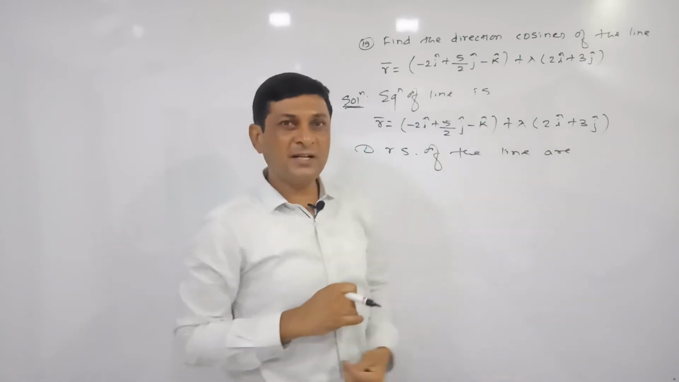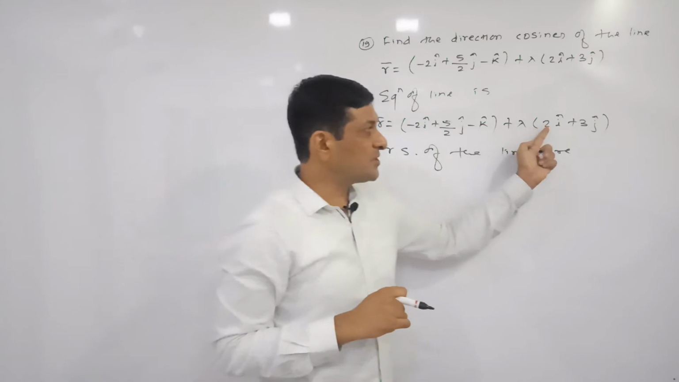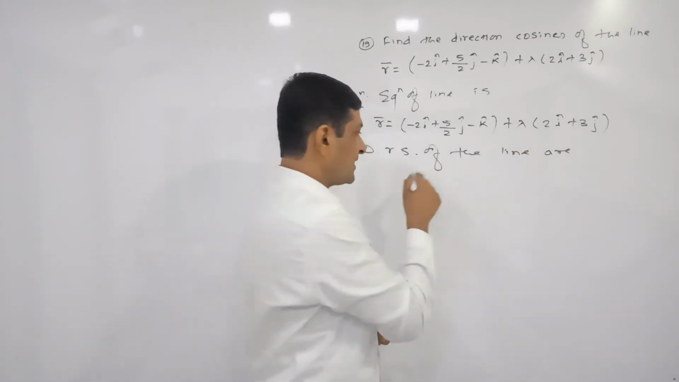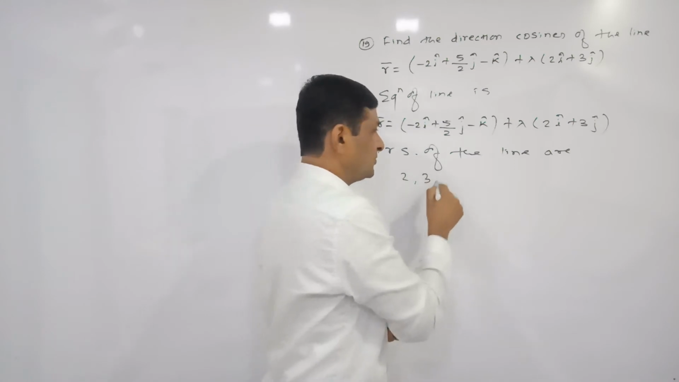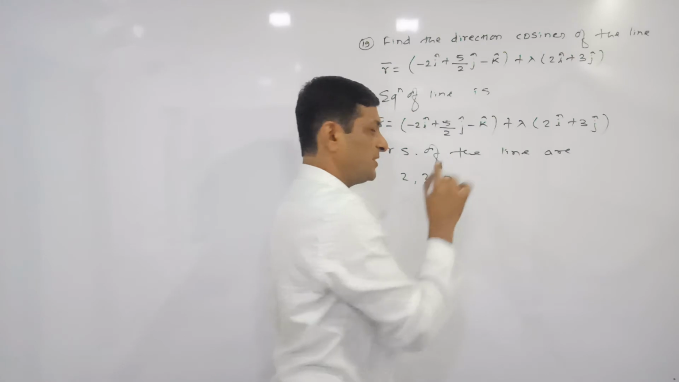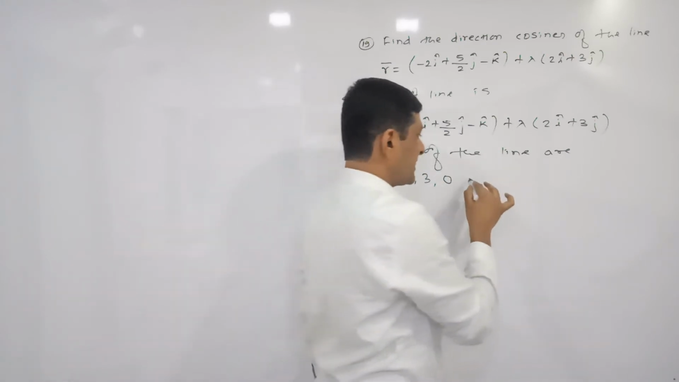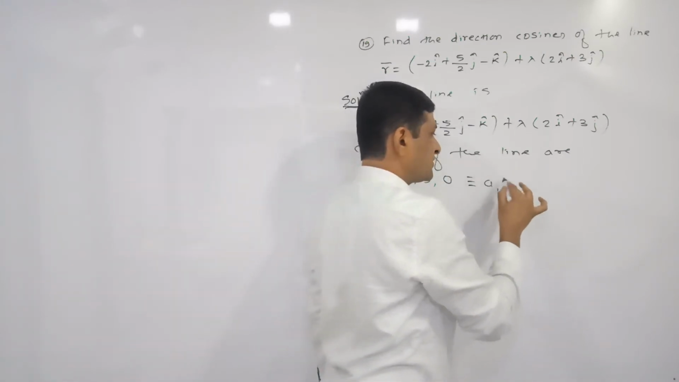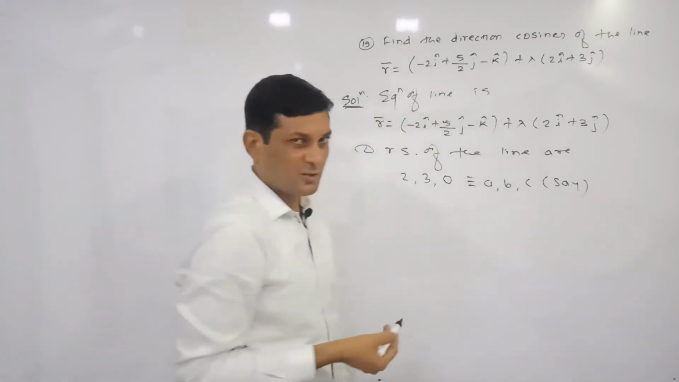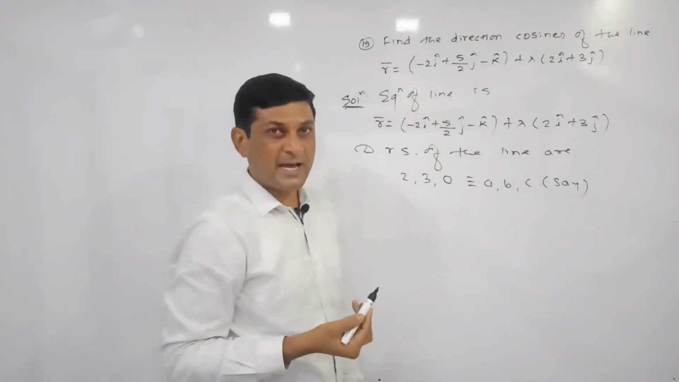If the vector along the line is known to us, then the coefficients of i cap, j cap, k cap are called direction ratios. So what are the coefficients here? 2, 3, and the term of k cap is missing. Its meaning is that its coefficient is 0. So the direction ratios are known to us. Denote these direction ratios by a, b, c. Now what is the formula to find the direction cosines?